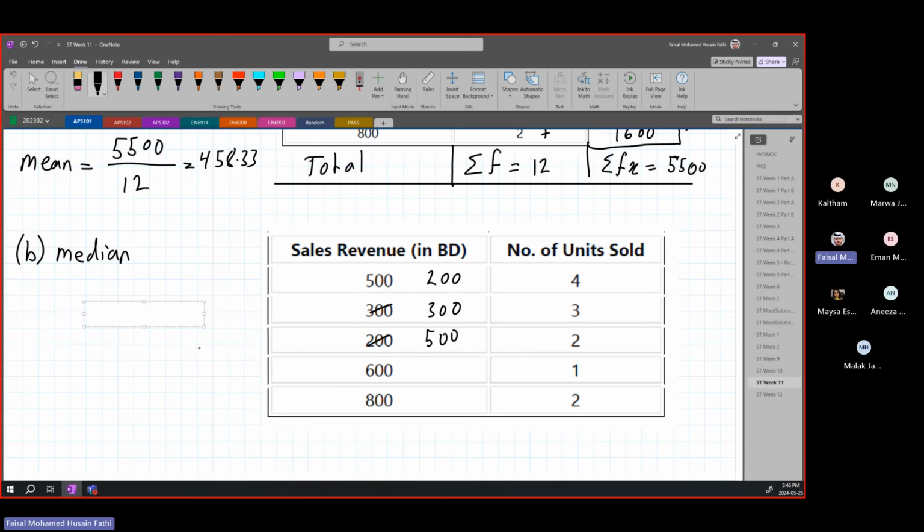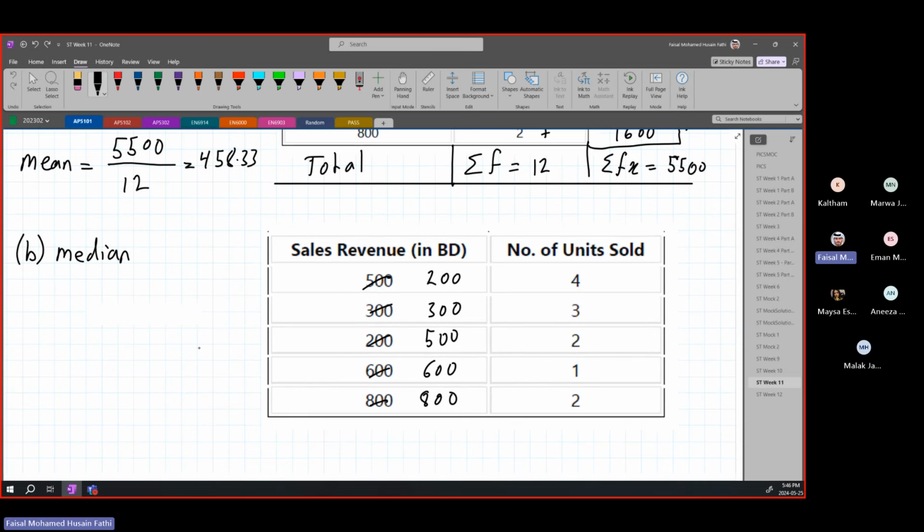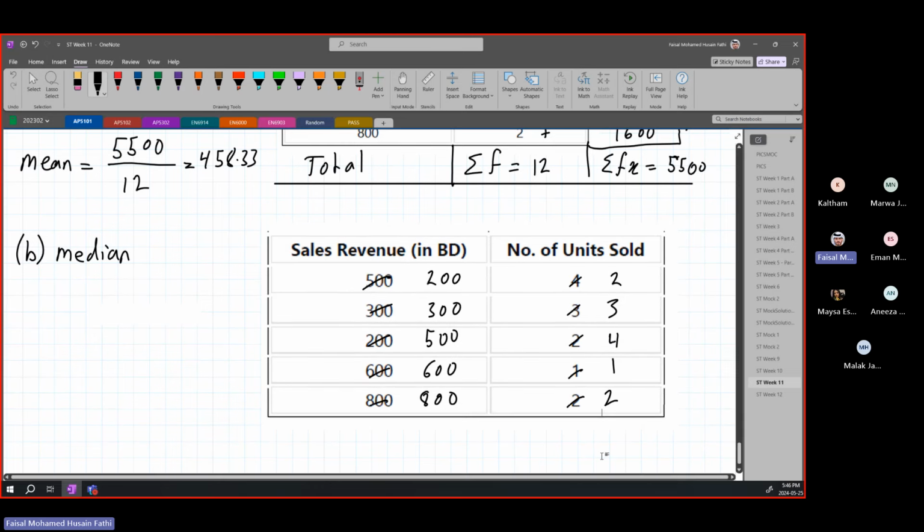1, then 500. Then we can cross it out, then 600, then 800. All right, in this order. Make sure again we are going to be fixing the frequencies for them as well. Previously for 200 we had 2 as the frequency, and for the 300 we had 3, same as it is. So 2, 3, and then the frequency for the 500 was 4, and at the bottom they're 1 and 2. So this is how you're going to be doing your order.